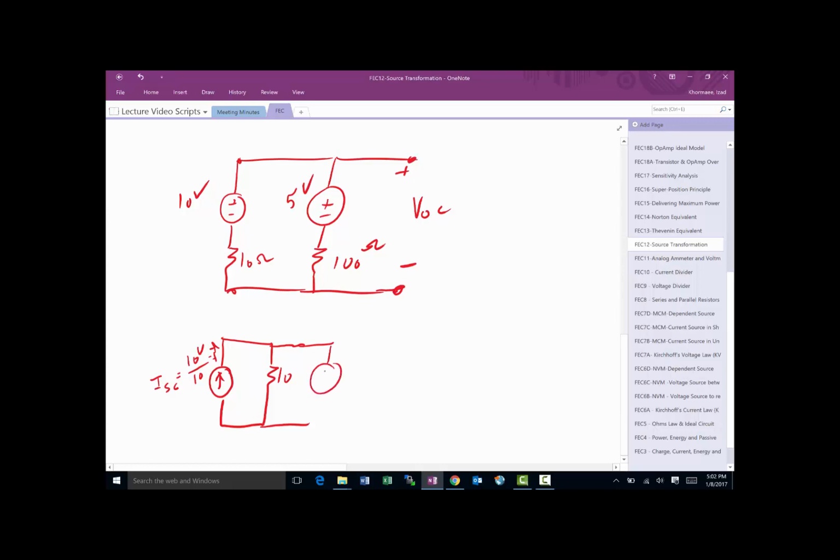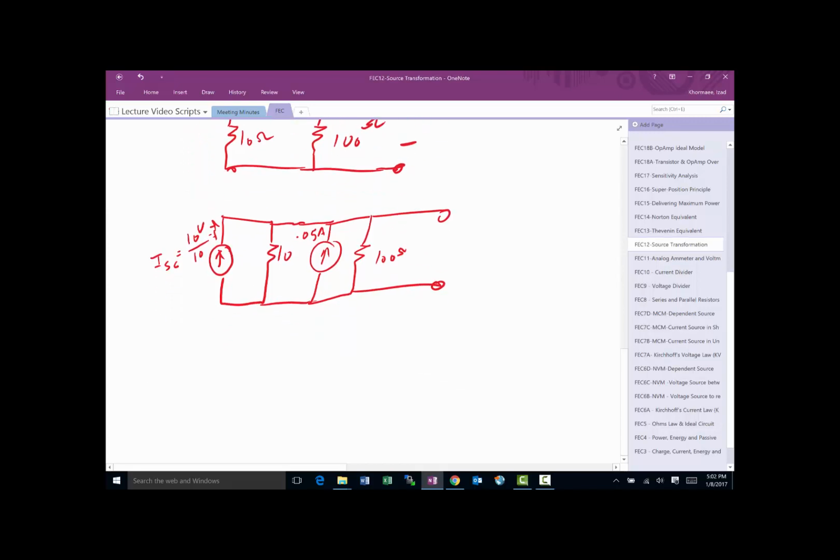I'll end up with current going up here, and it's going to be 5 over 100 in this case, so 0.05 amp going up. And then my resistor is going to be 100 ohms. After that, this becomes a relatively simple configuration. This current and this current add to each other and become the current up here. And the 100 ohm and 10 ohm are in parallel.